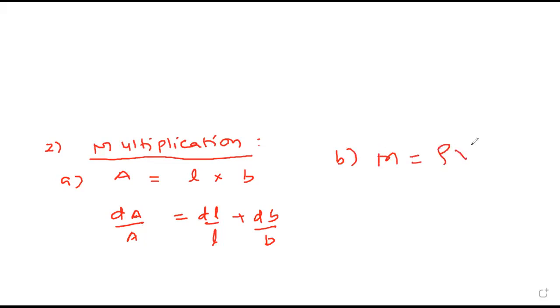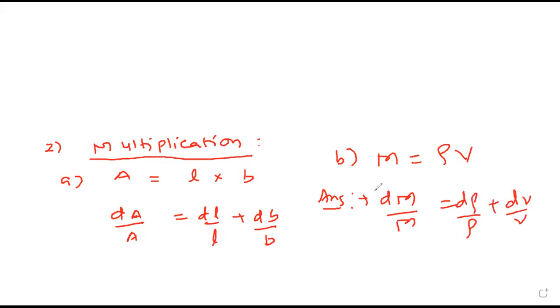Examples I'm giving, just concept see first. Mass is density into volume. Then to find error in mass, first we'll find relative error. Then this dm can be calculated after substituting in this. So errors are always added. Keep this in mind.